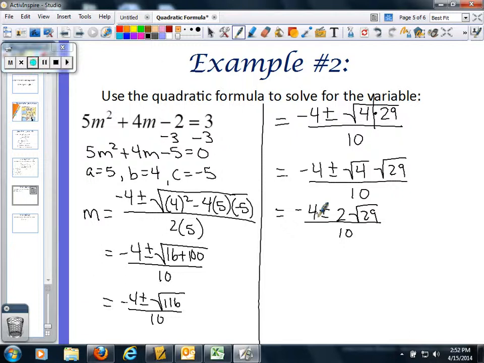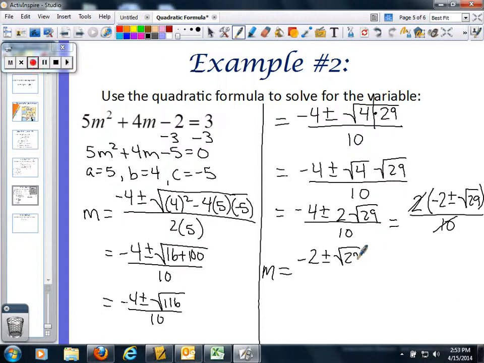Well, now I can simplify because I can factor a 2 out of the top. So this would be 2, and that would give me negative 2 plus or minus the square root of 29 over 10. The 10 and the 2 will cancel, and it leaves me with m equals negative 2 plus or minus the square root of 29 over 5. Okay, because the 2 becomes a 1, the 10 becomes a 5.